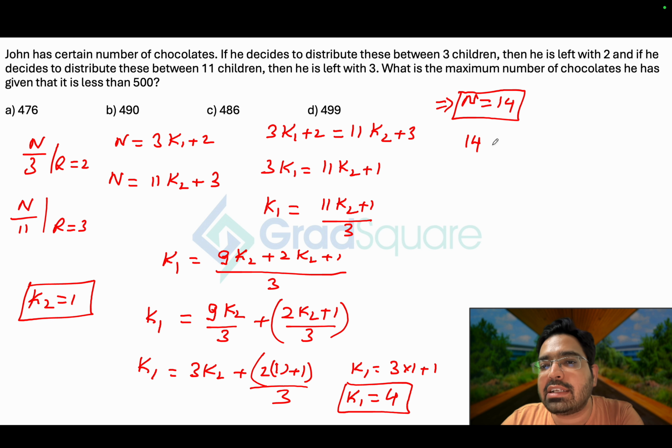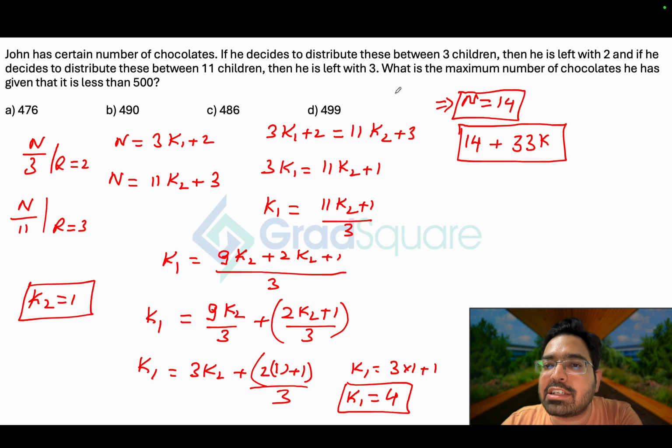It says 14 is the number of chocolates, plus the LCM of 3 and 11, which is 33. So if I look at the number of chocolates in the series 14 plus 33k, this will always give me the condition which is given in the question. Look at this. 33k will be divisible by 3, and will also be divisible by 11 irrespective of the values of k. So the remainders are always going to come from 14, and 14 will give me the same remainders always. So my series of numbers will be this.